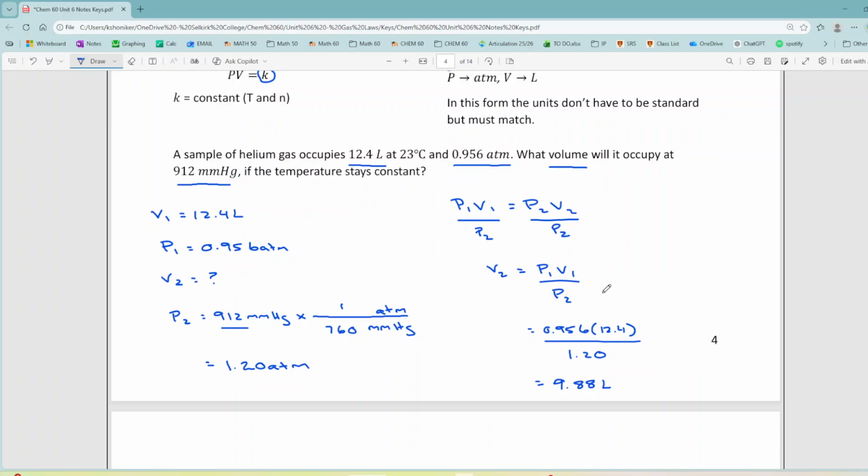Now again, if you didn't like that rearranging, you could have put the numbers in up here. So 0.956 times 12.4 is equal to 1.20 times V2. And so then if you wanted to, you could multiply those together and then divide by the 1.2, but you're going to get the same answer. We're all going to get 9.88 liters.